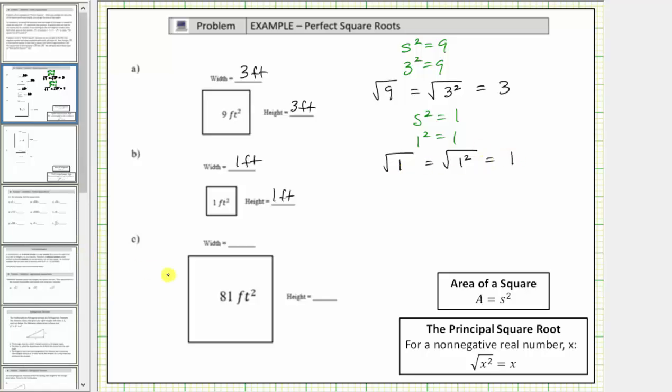For C, we have an area of 81 square feet, so we're looking for a non-negative number times itself equal to 81, or the non-negative solution to S squared equals 81. Well, 9 squared equals 81, which means the square is a 9 foot by 9 foot square. If we're asked to determine the square root of 81, because 81 is equal to 9 times 9, the square root of 81 equals 1 factor of 9. The square root of 81 equals 9 because 9 squared equals 81. Let's look at 2 more examples on the next slide.